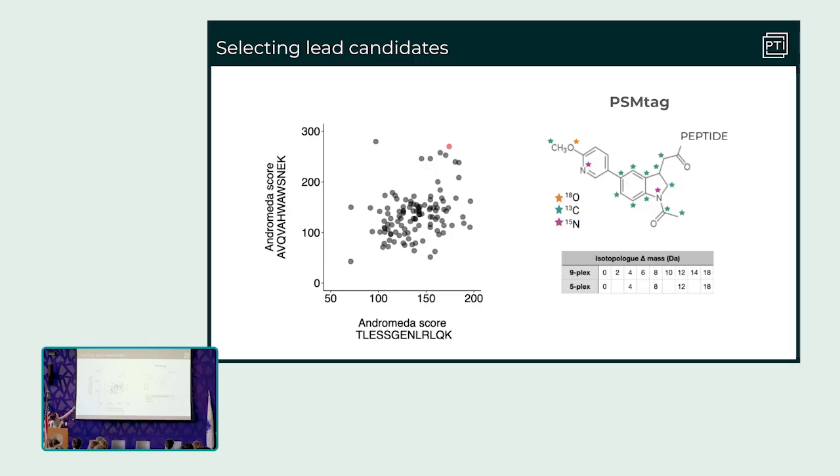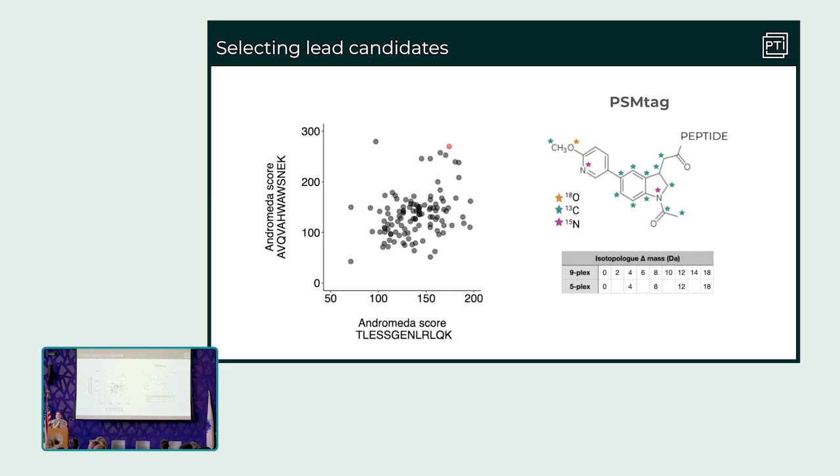And so here you can see this is the sequence of that mass tag that is highlighted in red there. And it's called PSMtag at PTI. And here you can see its structure and where it would be conjugated to a peptide. The next thing to do was to understand how we can use this tag for multiplexing. Where are the different sites on this tag where we could install heavy molecules?